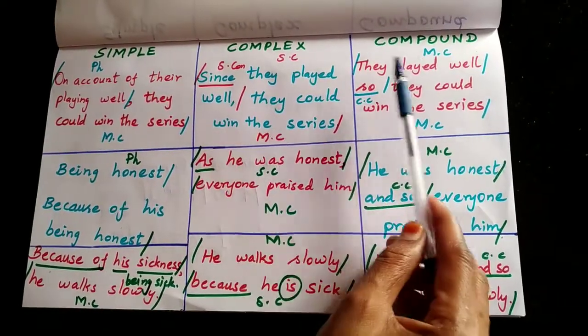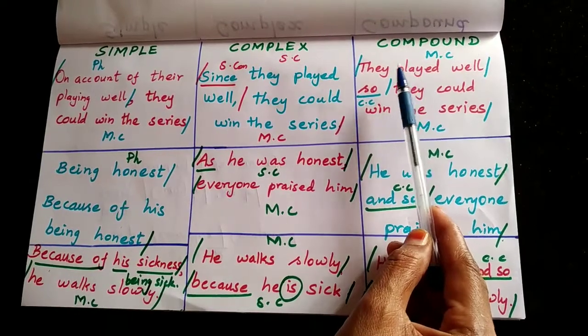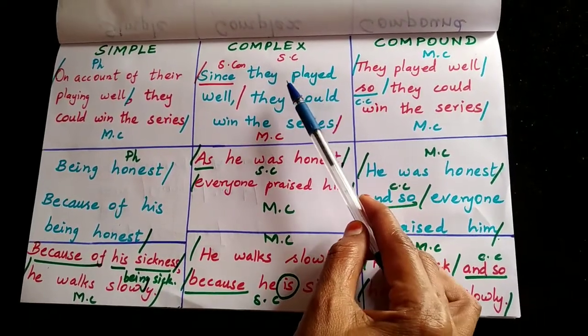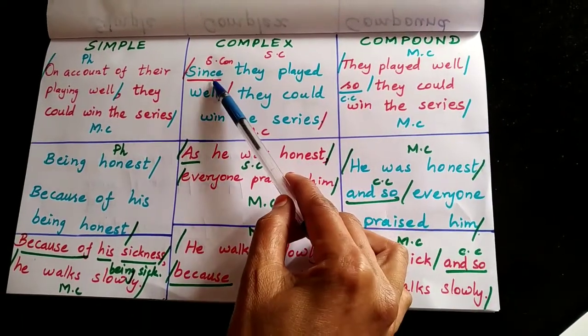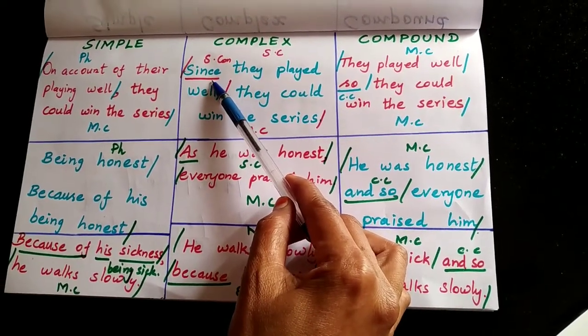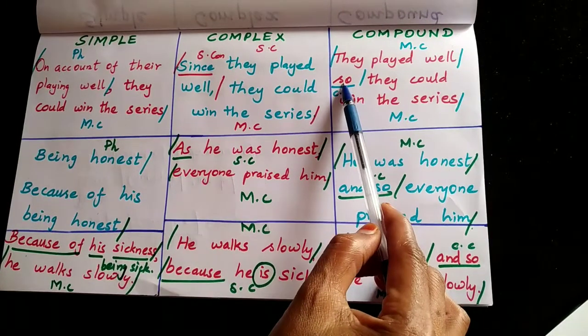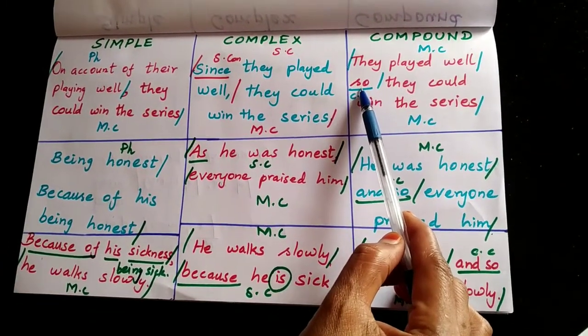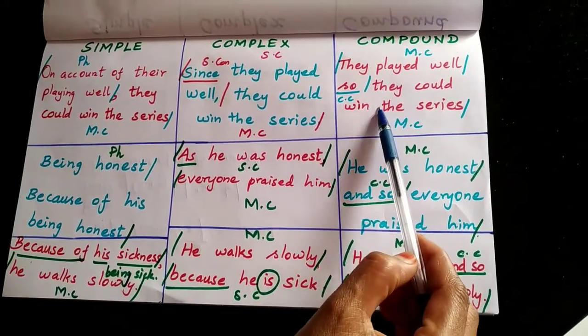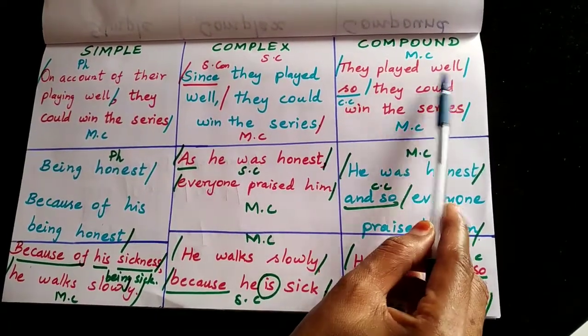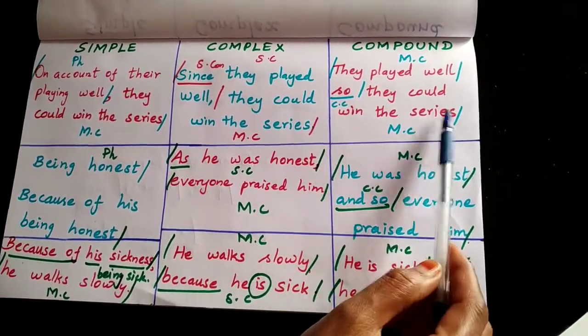Now here, the compound sentence. Changing the sentence from complex to compound is very easy. We just remove the subordinating conjunction and add a suitable coordinating conjunction, so that it becomes a compound sentence with two main clauses. They played well, so they could win the series.